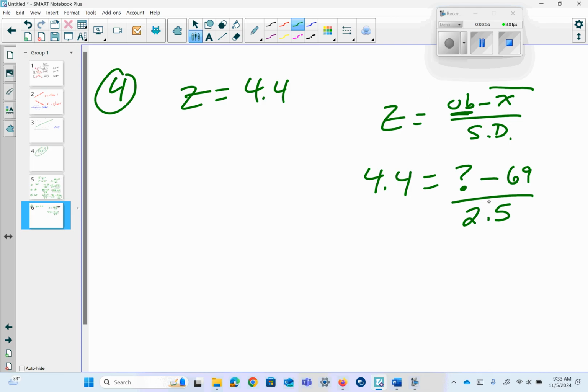So remember Algebra 1, we have a denominator on one side, so I multiply both sides by the denominator. So 4.4 times 2.5, that's 11 equals question mark minus 69. Add 69 to both sides. So this Undertaker was 80 inches tall. Wow.